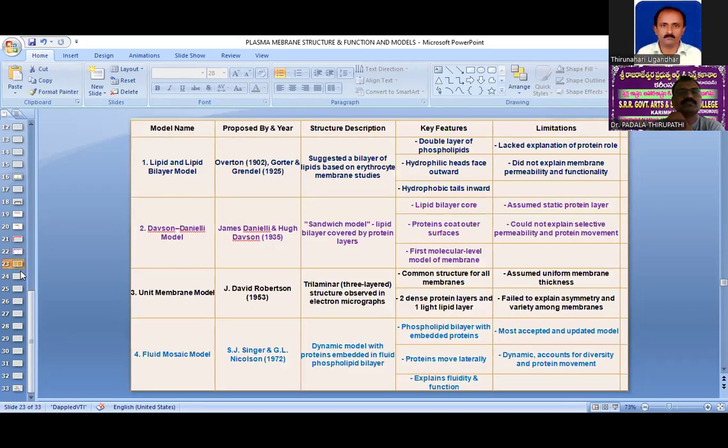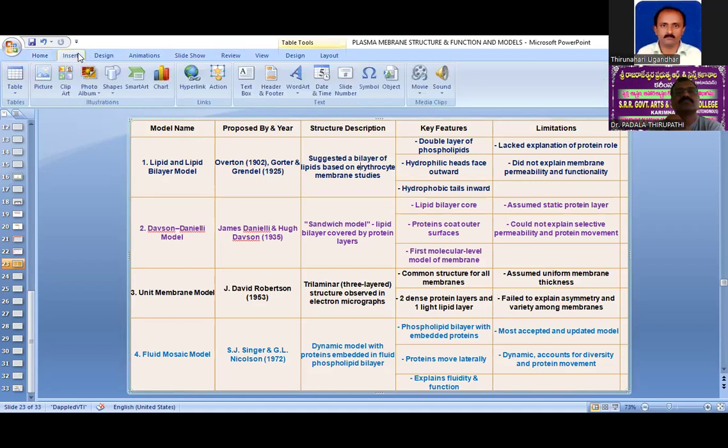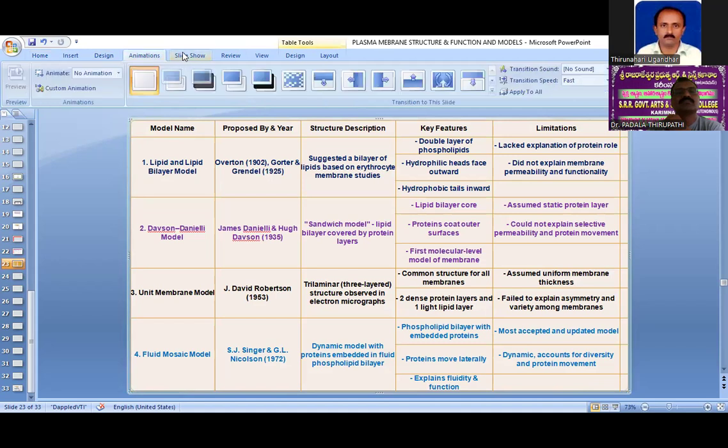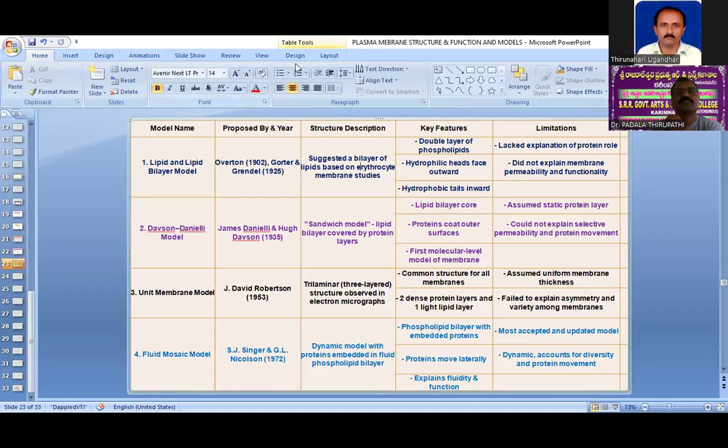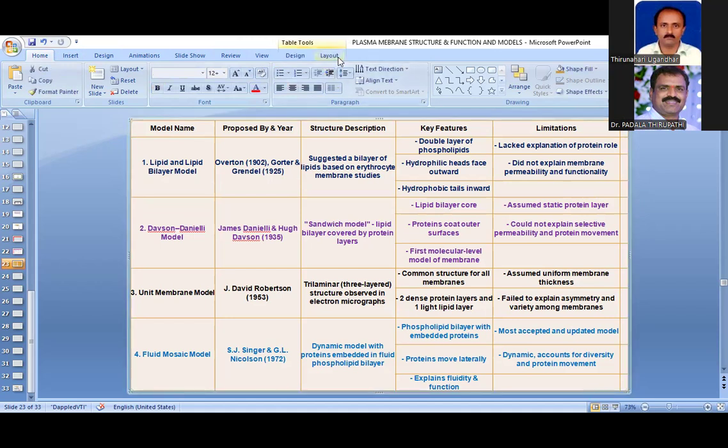Next, these are all the types of models and their differentiations: model name, proposed by, year, structural description, key features and limitations. The first one is the lipid bilayer model, 1902 to 1925. Gorter and Grendel suggested a bilayer of lipids, with hydrophilic heads facing outside, but it did not explain the membrane's permeability and function.